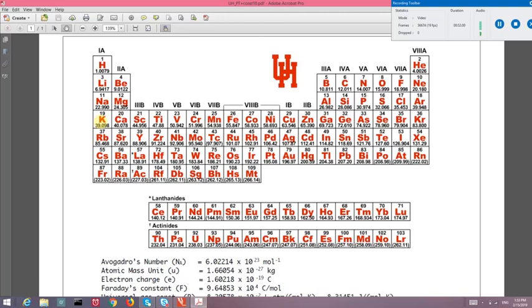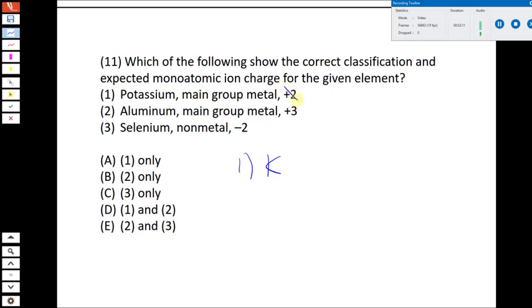But then what charge would we expect it to have if it forms an ion? +1, because it's in the first column, it can lose 1 electron and get to a noble gas configuration. So the charge here is wrong. That should be +1. So this one is not correct. We're looking for the ones that give the correct information.